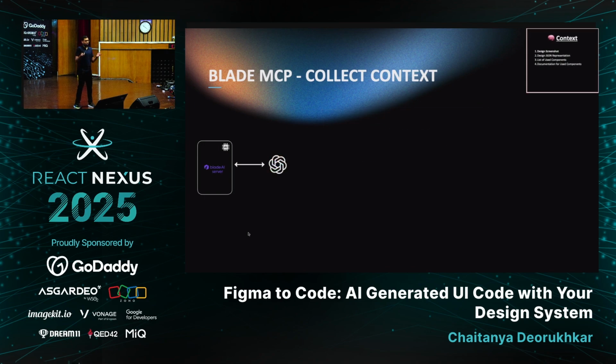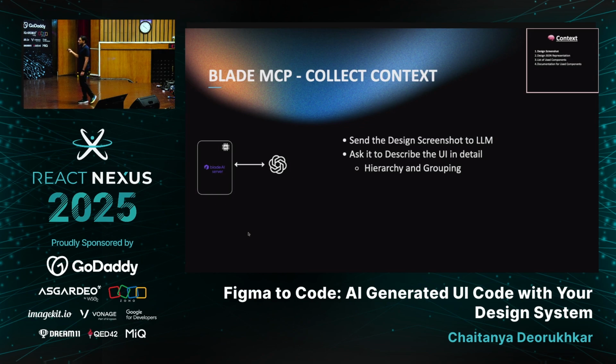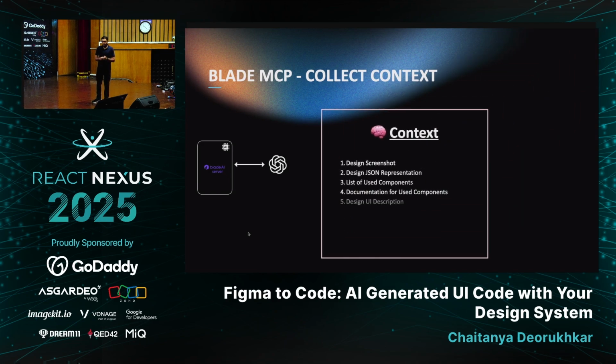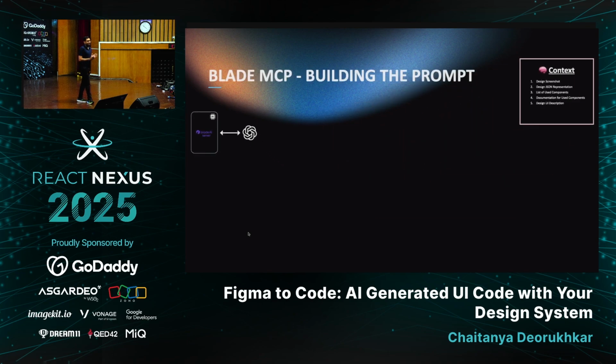Finally, it's time to talk to our LLM. Let's get some more context. I'm going to ask an LLM to take the design screenshot that we got from Figma and describe it in detail. We're going to ask it to tell us the hierarchy and grouping of different components, the positioning of different components, alignment, spacing between the components, any colors that it sees, and any text content that's on the design. And we're going to take this description of the UI and store it in our context again. Whew, okay, I think we have enough context now.